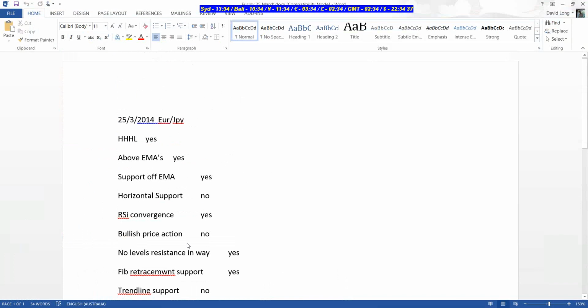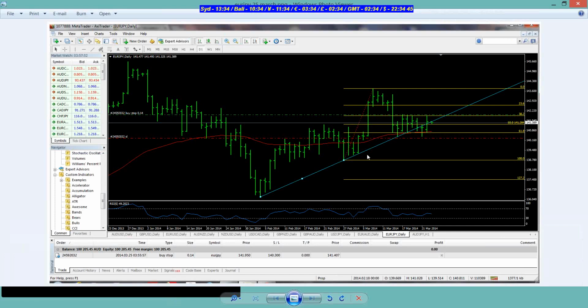Euro yen. You've drawn the trend line in there, mate. You've got the trend line support. And you need to have a horizontal in, so you've got to put a horizontal in. It's around 141 across these highs here. So you've got to put them in there.